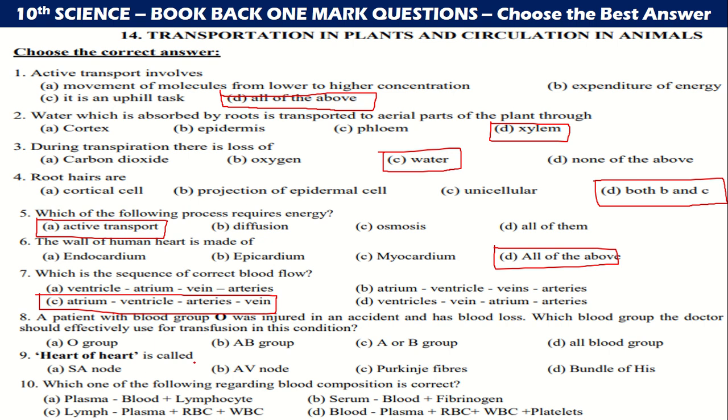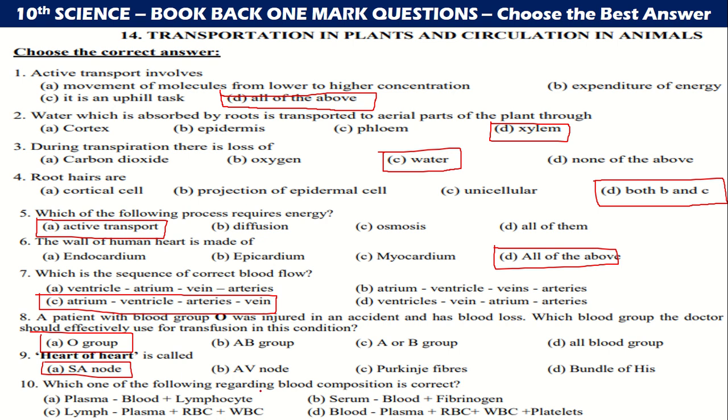A patient with blood group O was injured in an accident and has blood loss. Which blood group should the doctor effectively use for transfusion in this condition? So we should look at O group blood. Then goes to the pacemaker of the heart, which is called SA node.